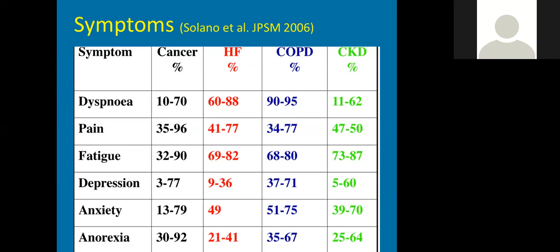So they just looked at the percentages. I just put all major non-communicable disease conditions. And if you look at the percentage, in fact, some of the symptom burden is much more in other conditions than cancer. If you look at dyspnea, COPD has higher, heart failure has higher dyspnea prevalence. Pain, of course, more in cancer, but fatigue again is almost similar in all disease conditions. Depression also quite high, anxiety, anorexia. If you see, all other conditions also have a similar symptom burden profile, just like how we see in cancer.